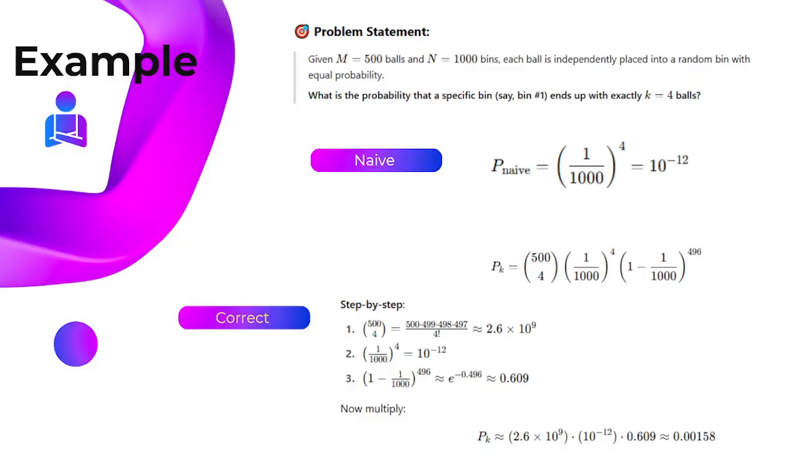Now apply the previous formula, which says that the probability is slightly higher than that. So if you apply that formula now, 500 choose 4, 1 over 1000 to the power 4, and 1 minus 1 over 1000 to the power 496. If you do this, it works out to be about 1580 in a million, or 0.00158 is your probability, which is significantly higher than the 10 to the minus 12 that we thought with the naive approach.